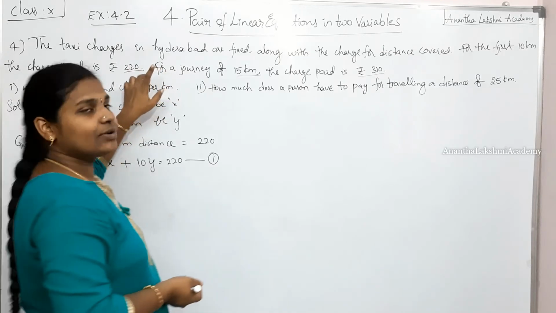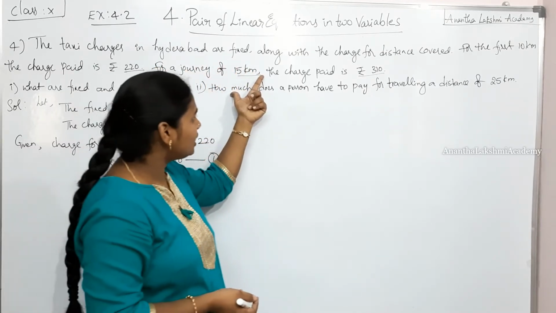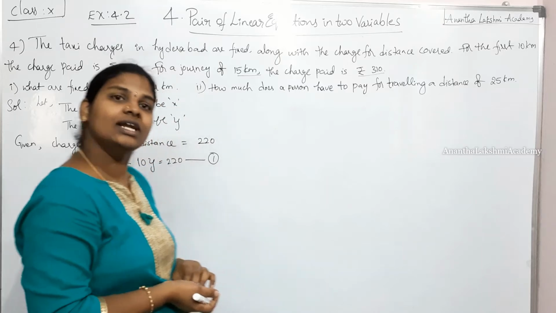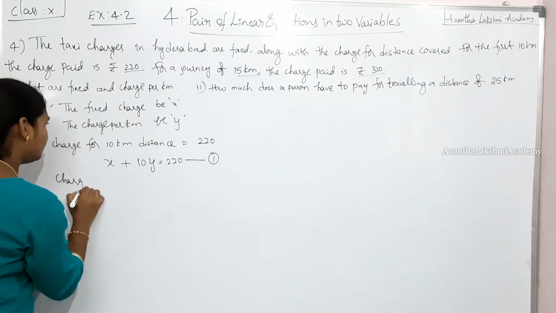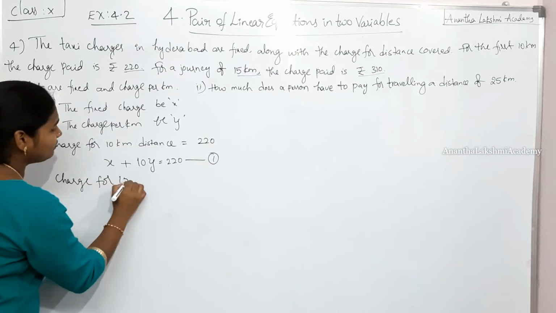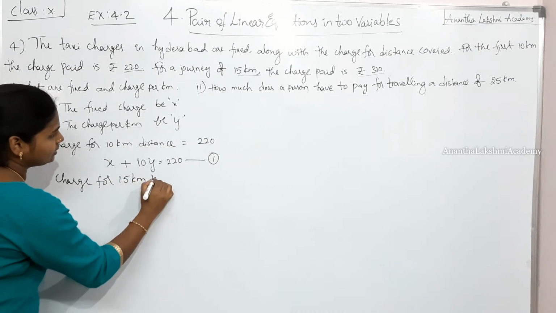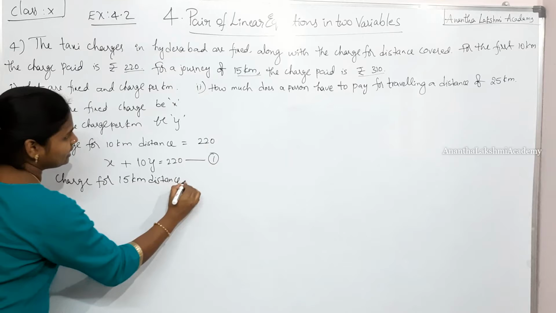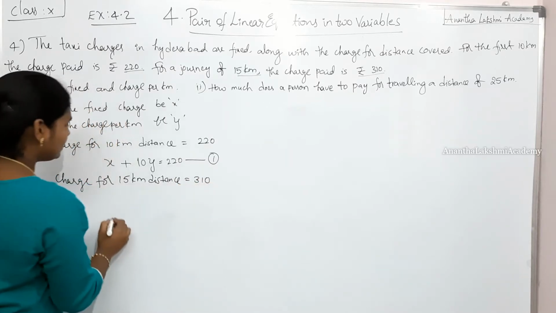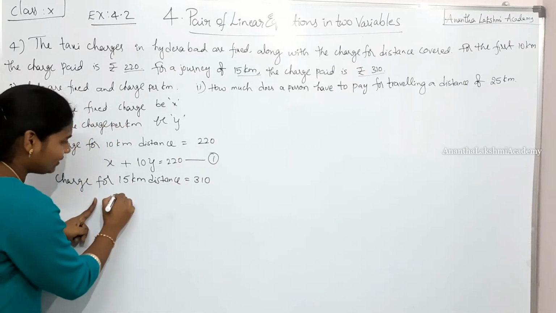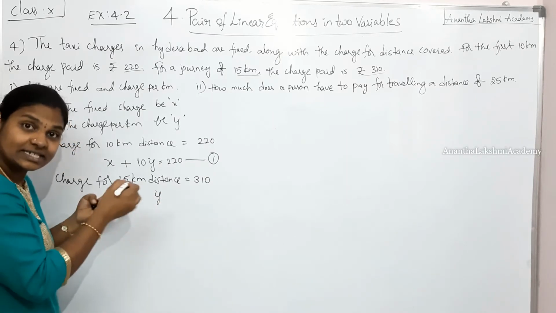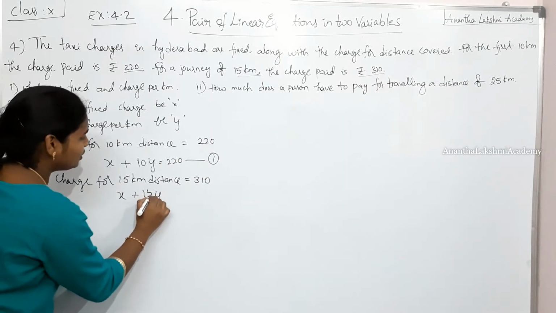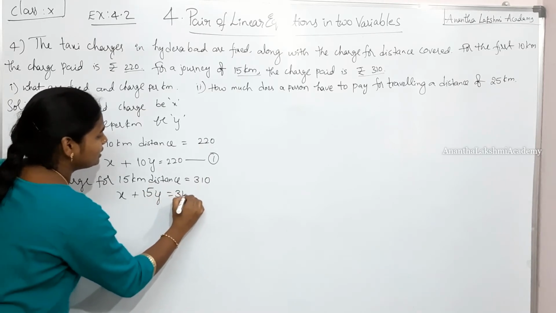What else is given in the question? For a journey of 15 kilometers, the charge paid is 310 rupees. So similarly, the charge for 15 kilometers distance is equal to 310. Now you try to guess this. The fixed charge is X. The charge per kilometer is Y, for a distance of 15 kilometers. So this is going to be X plus 15Y is equal to 310.